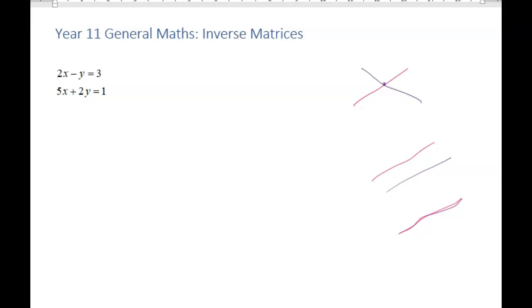Now, this is probably beyond Year 11 General Maths, but if you do Maths Methods, it's something that you'd probably be introduced to this year, but definitely next year. But for General Maths, you just need to know how it applies to your determinant. All right, so let's get back to the question.